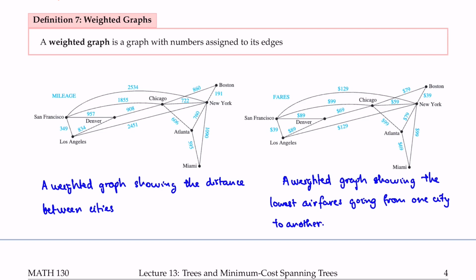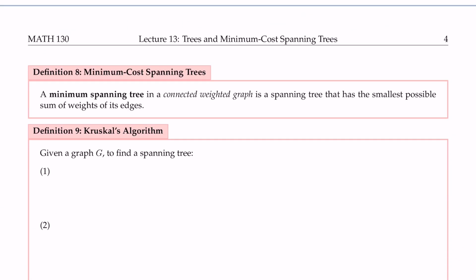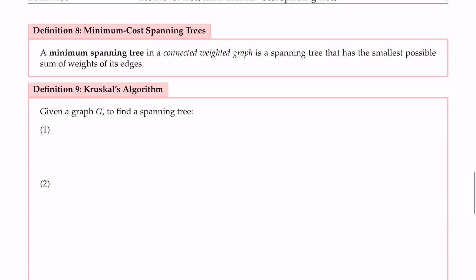So the next definition is minimum cost spanning trees. A minimum cost spanning tree, or a minimum spanning tree, in a connected weighted graph is a spanning tree that has the smallest possible sum of weights of its edges. And how could you possibly find something like that? You're going to follow certain algorithms. In this case, I want to introduce to you an algorithm called Kruskal's algorithm to help you find the minimum cost spanning trees. Given a graph G, and you want to find a spanning tree that minimizes total cost, what you do is that you first choose the lowest cost edge in the whole graph.